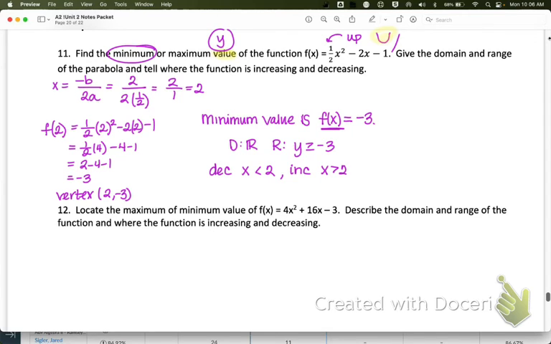This graph, what's the vertex? 2, -3. It looks like something like this. Okay, so this is at x equals 2. It decreases and then it increases. So that's what we have. Okay, pause your video, try the same thing for number 12. I'll come back with the answer in about 2 seconds.